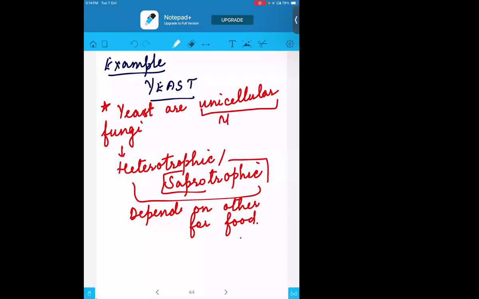Unicellular means made up of one cell. So in their body, how many cells are there? Only one cell. And this one cell can do all the functions. They are breathing because of this one cell, respiring because of this one cell, excreting because of this one cell. So this one cell is doing all the functions of the body in them. Clear, Charvi?